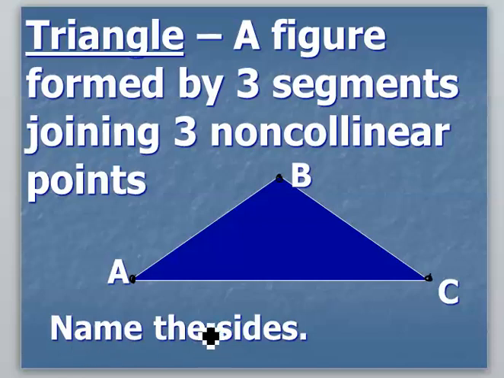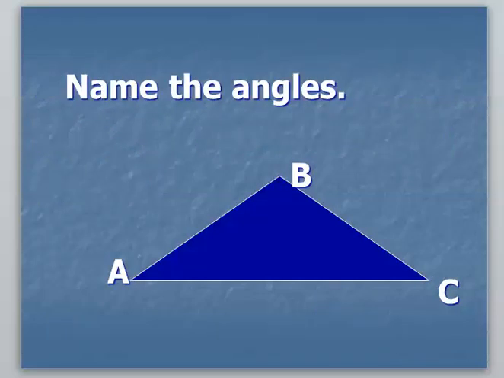Down at the bottom it says name the sides. These are segments. So I have segment AB, segment BC, and segment AC. Same picture, so if you're drawing the picture, just draw it once. This one says name the angles. There are 3 angles. We have angle A, angle B, and angle C. And if you're asked for an angle, you need to put the angle symbol in front.